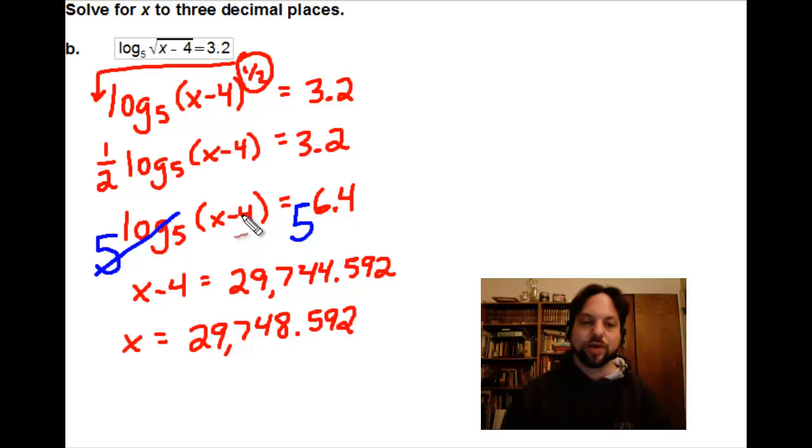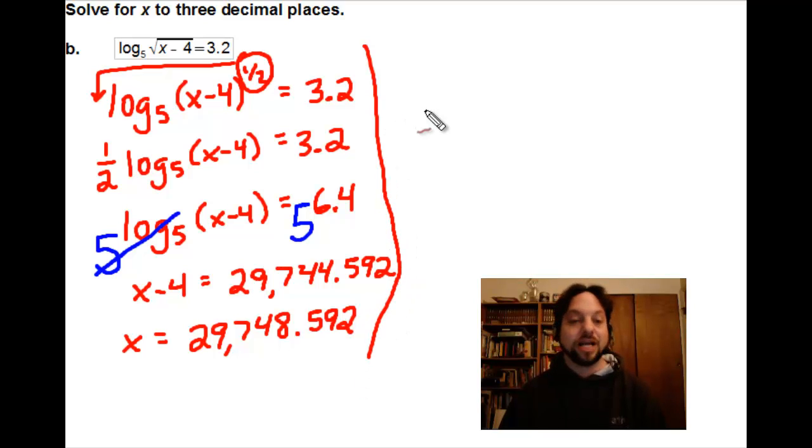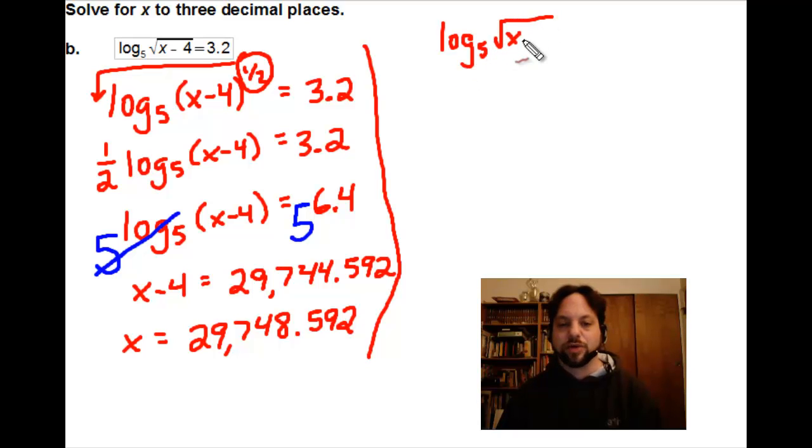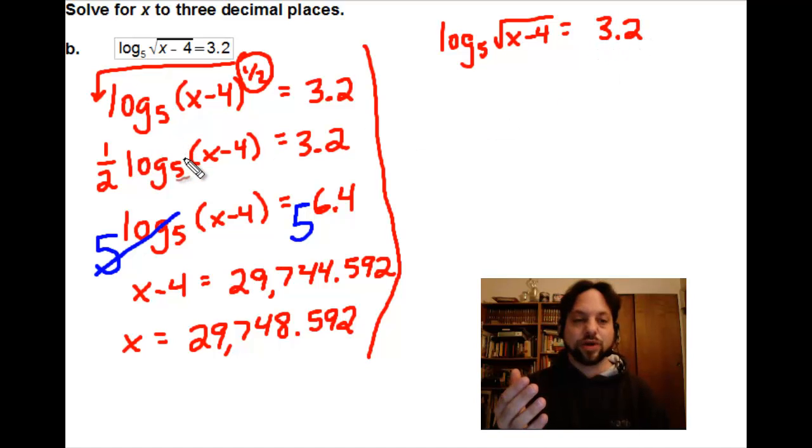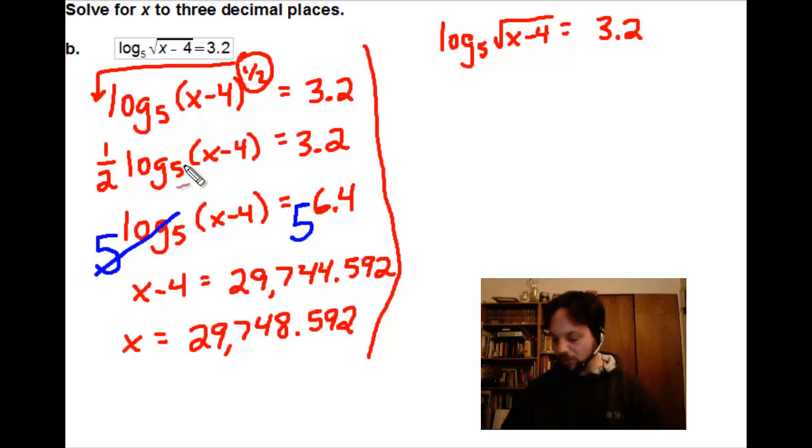That is one way of doing it. Is there another? I argue there are many others. Let's take a look at one more. What I'm going to do is I'm just going to rewrite my problem again. Log base 5 of the square root of quantity x minus 4 equals 3.2. This time, instead of turning the square root into a 1/2 power, I'm just going to go ahead and exponentiate right off the bat. And let's see what good that's going to do for us.